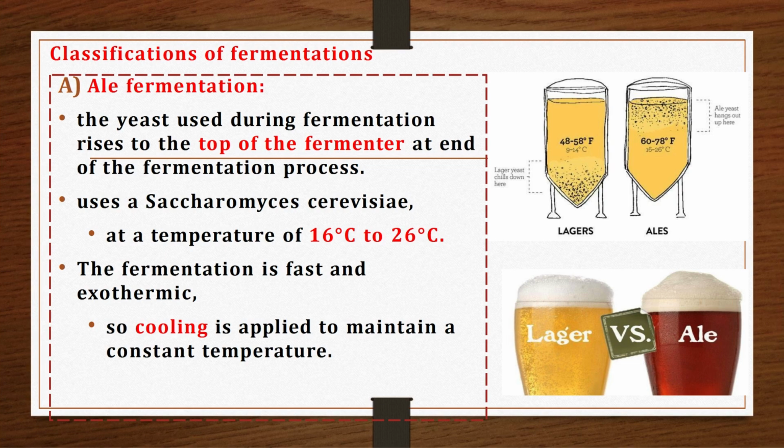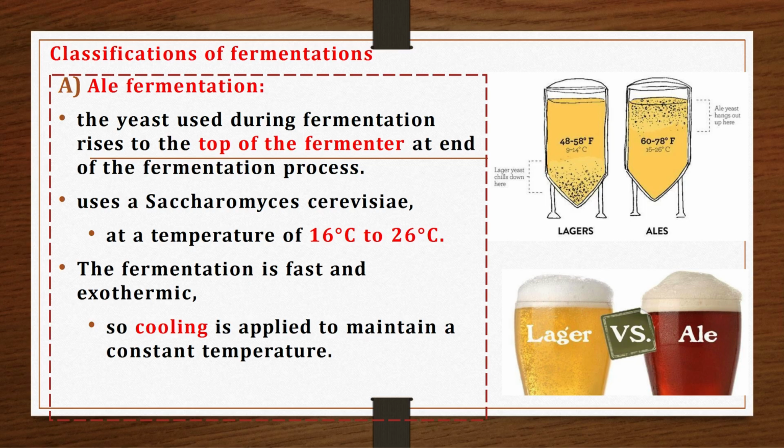Now let's classify these fermentations. First, A. Ale fermentation. Here, the yeast used rises to the top of the fermenter at the end of fermentation. It uses Saccharomyces cerevisiae at a warmer temperature of 16°C to 26°C. The fermentation is fast and exothermic, so cooling is often applied to maintain a constant temperature.